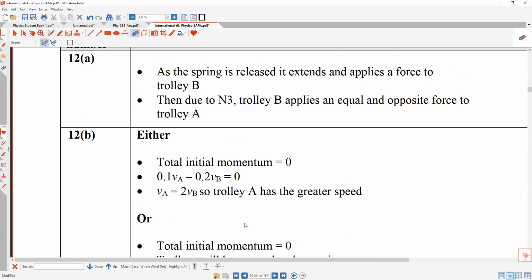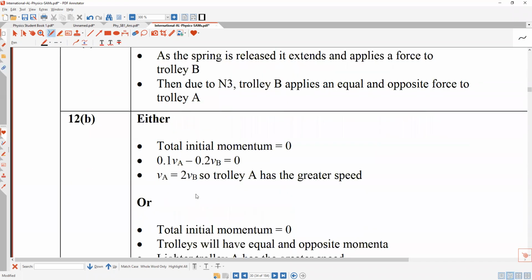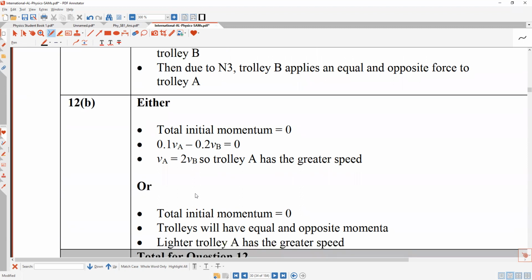What I thought is, maybe they explained it with the help of force, because this also can be explained in terms of momentum. But the second question is explaining regarding momentum. That's why A level is hard. Okay, so you have to write that total initial momentum is 0. Since initial momentum is 0, both the trolleys will have equal and opposite momentum. So therefore trolley A's mass is less, so it has the greater speed. Okay, write 12 here.